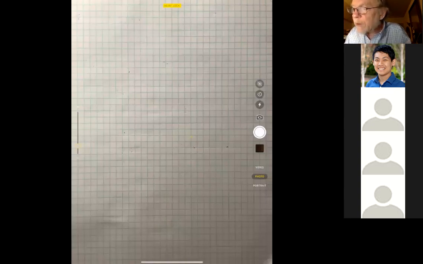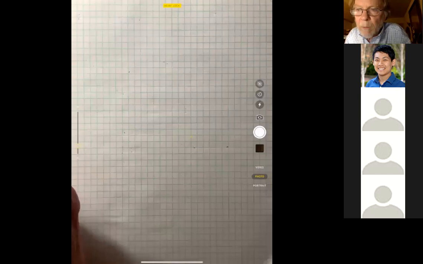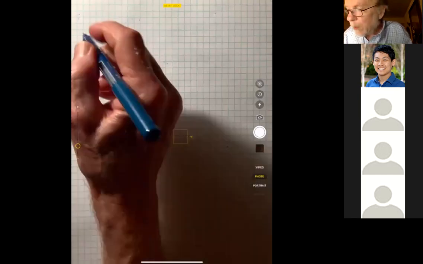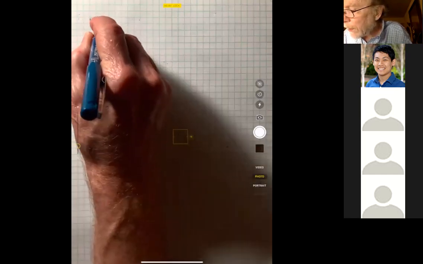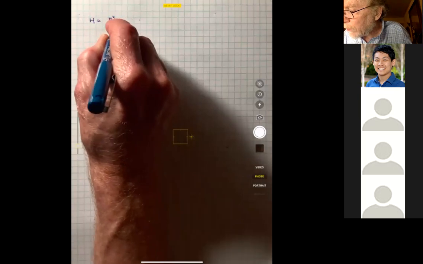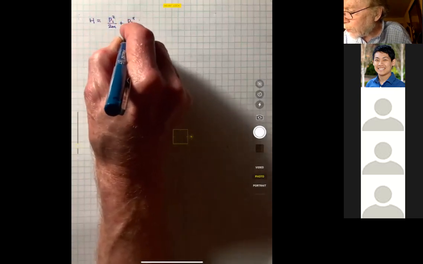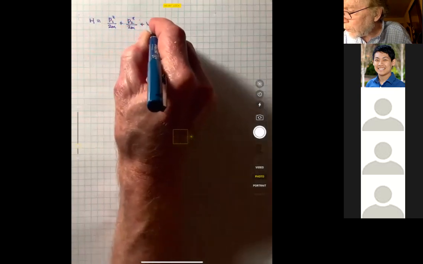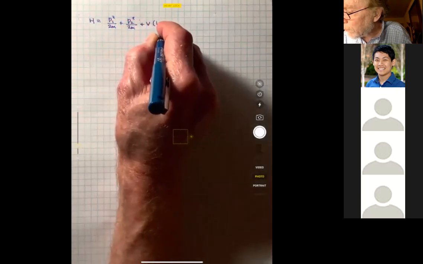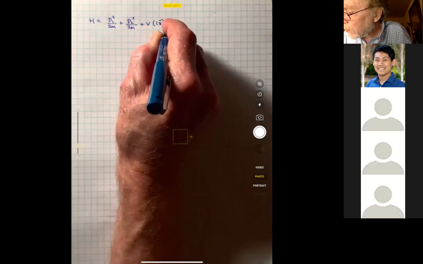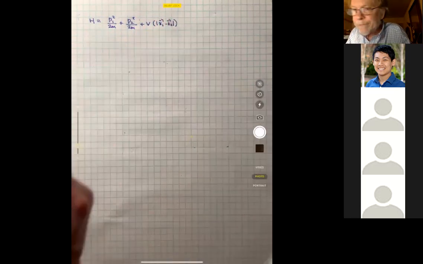So for starters, let's suppose we have two identical particles, and let's suppose they interact by means of a central force potential. So the Hamiltonian then is the kinetic energy of the two particles, P1 squared over 2m for particle 1, P2 squared over 2m for particle 2, plus a potential which we'll assume depends only on the distance between the particles, the absolute value of x1 minus x2, like this.